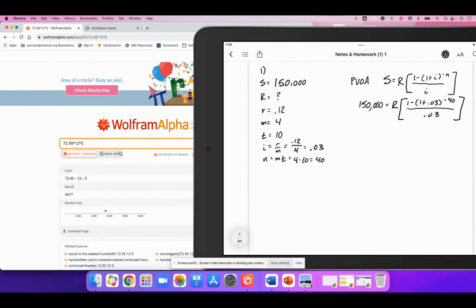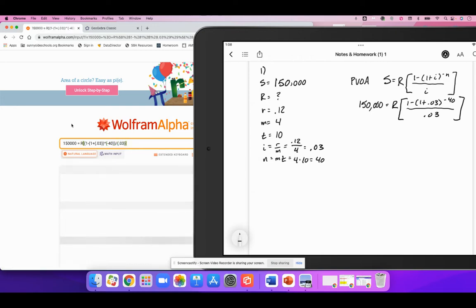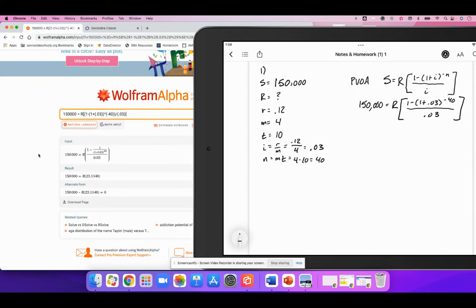And smacking the Wolfram here, we've got 150 grand equals R times 1 plus 0.03 to the power of n, which is negative 40 in this case, and our I is 0.03. And of course, Wolfram is not going to finish it, so we need to say divided by 0.03.